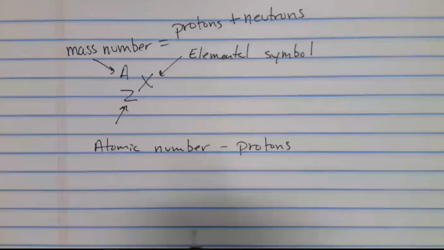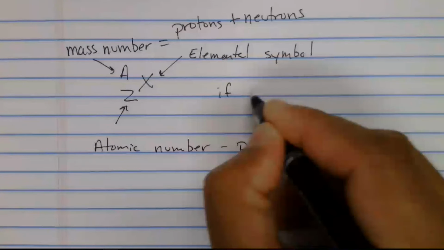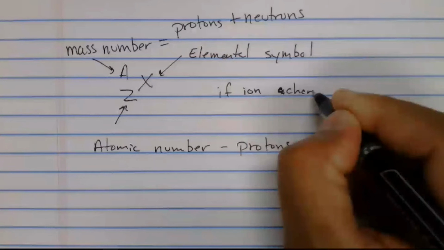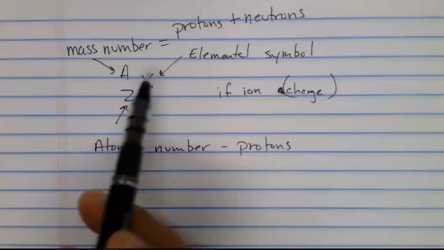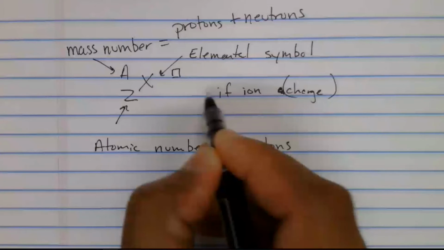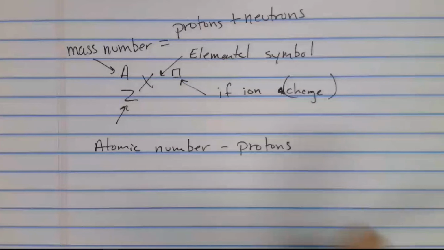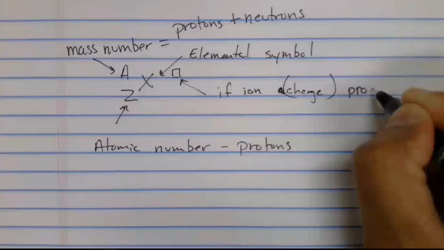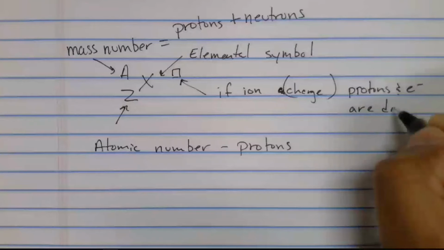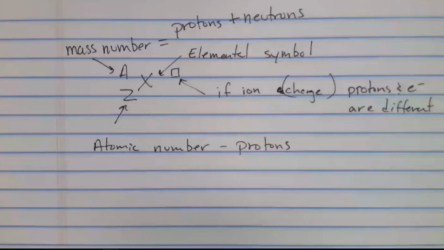If there is a charge, if it's an ion, right? If there is a charge, then you have to put the charge in the top right-hand superscript. So right up here, if there is a charge. Now, the way there's going to be a charge is if protons and electrons are different. If protons and electrons are different, then you'll have a net charge.